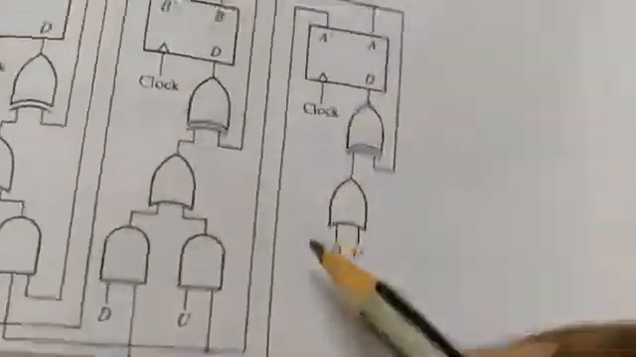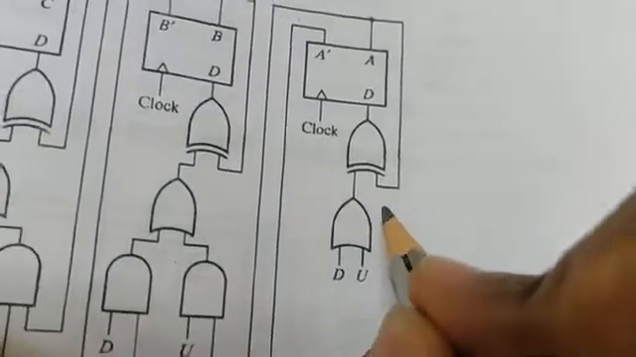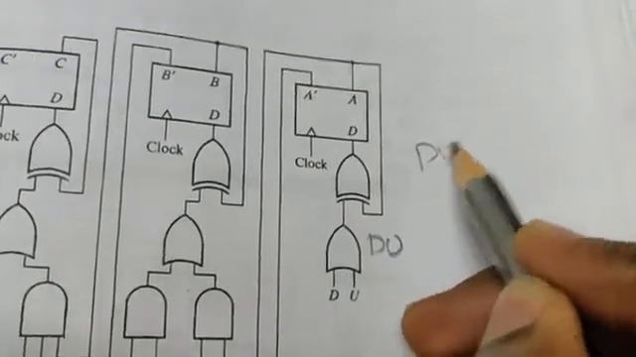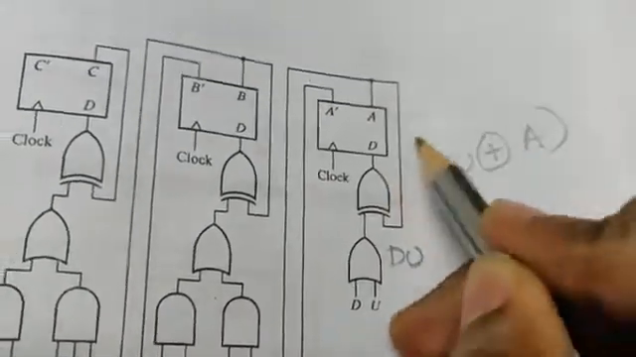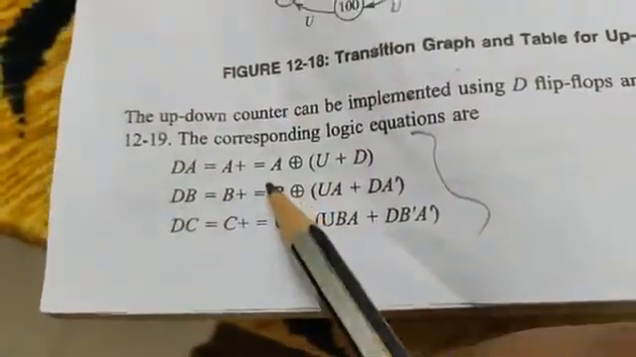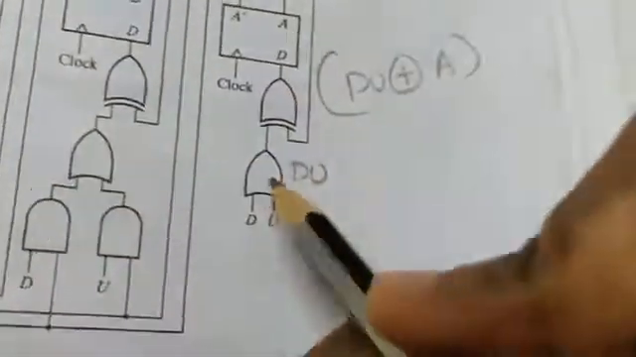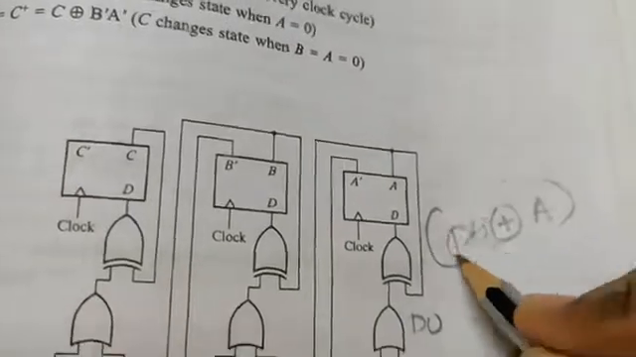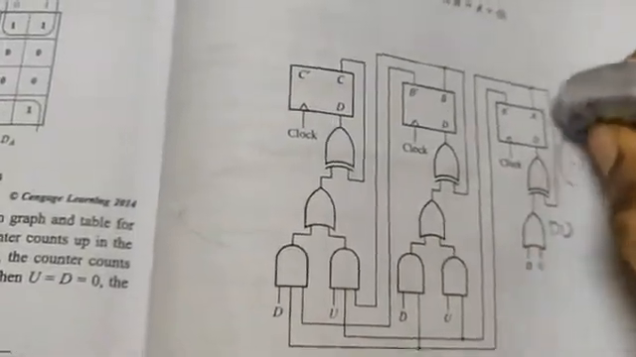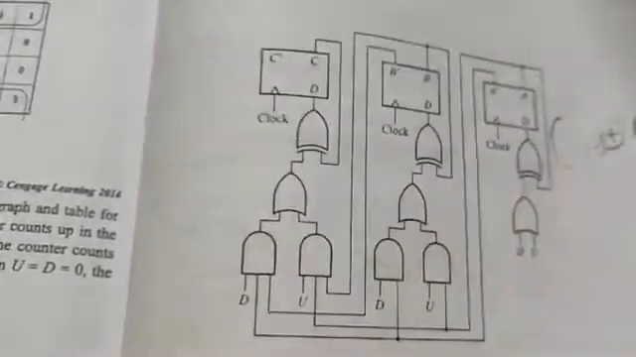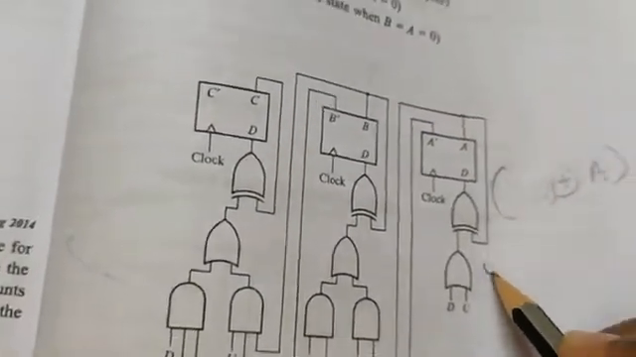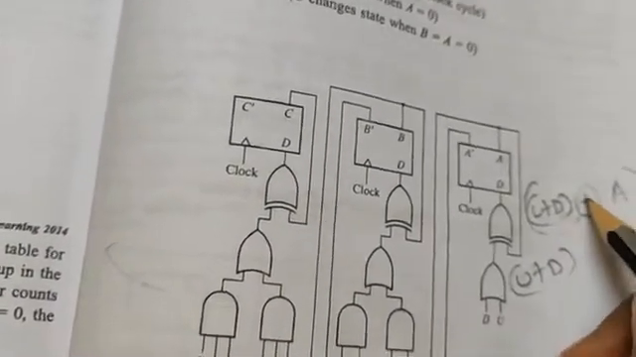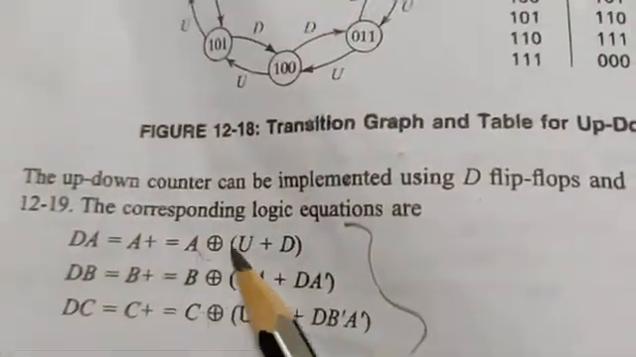Look at this circuit diagram. The output of this will be from A, right? A XOR U plus D. The same thing they are written here. This is an OR gate, right? So this will be U plus D. U plus D XOR A. The same thing, A XOR U plus D.